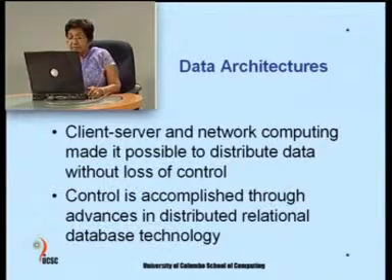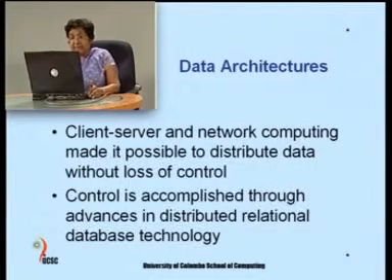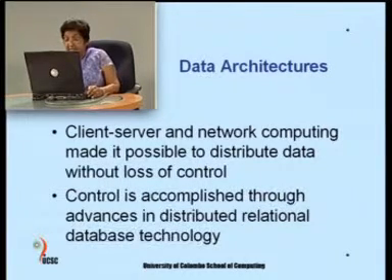Control is accomplished through advances in distributed relational database technology. So, control, that is distributing data without loss of control, means somebody has to keep control of the data that is on the data server, but it is distributed to the clients. And the control is accomplished through advances in distributed relational database technology. So, the relational database technology has advanced so much that you can have control accomplished through these advances.